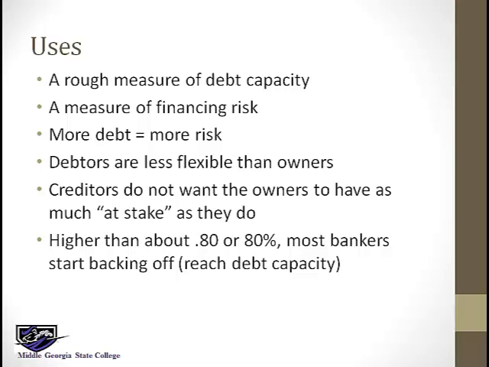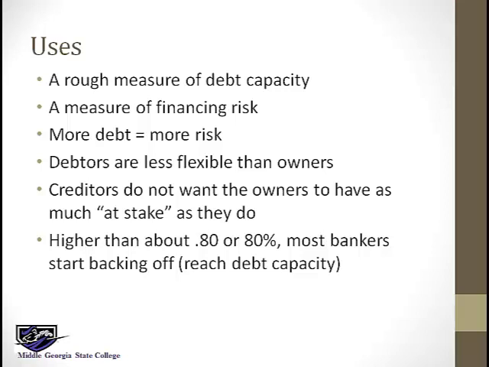Higher than about 0.8 or 80%, so you have 4 times as much debt as equity at the 80% mark. Most creditors will start to back off and say, we don't want the creditors to have lots of money on the line, lots of skin in the game, and the owners just have a little bit. They want the owners to have plenty of skin in the game as well.